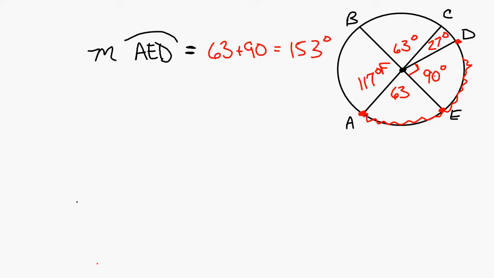Second question, the measure of arc CE. And C to E would be right here in blue. Starts at C, ends at E. So that's a 90 plus a 27. And that's 117 degrees.